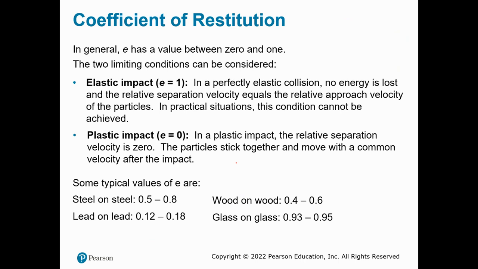In practical situations, this condition cannot be achieved. Realistically, this does not happen, but sometimes we assume this is the case to simplify our calculation. If you have an E value equal to 0, that will be the plastic impact. In this case, relative separation velocity is 0. That means after the collision, two particles stick together and move with a common velocity after the impact. And down here shows some typical values of E, depending on the material: steel on steel, wood on wood, glass on glass, etc.